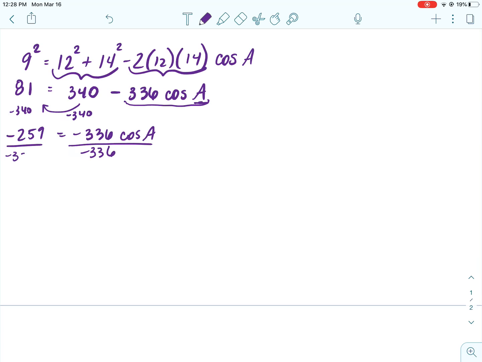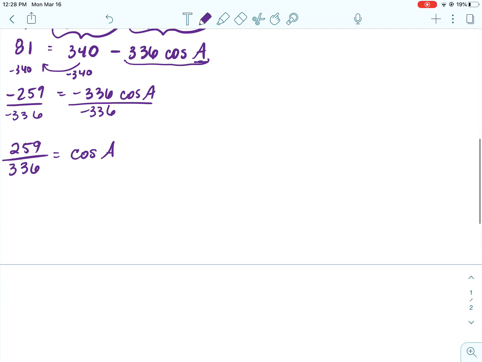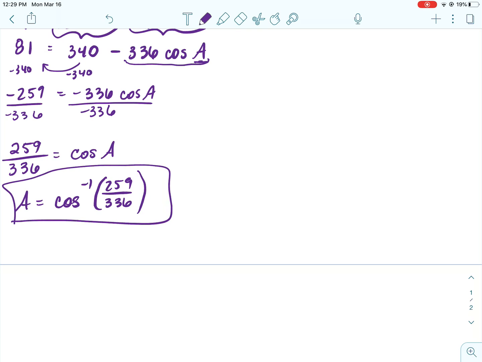All right, and then I'm still solving for A, so I'm going to divide by negative 336. Now, that's not going to reduce, but I would just cancel out the negative, so negative divided by a negative is a positive. Okay, and then now I know what the cosine of angle A is. If I want to find the angle, I'm going to do the inverse cosine of that fraction. All right, and that's how I would represent angle A.